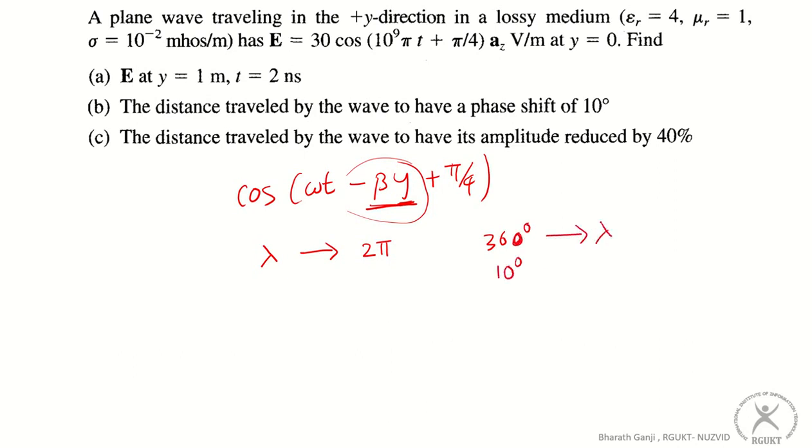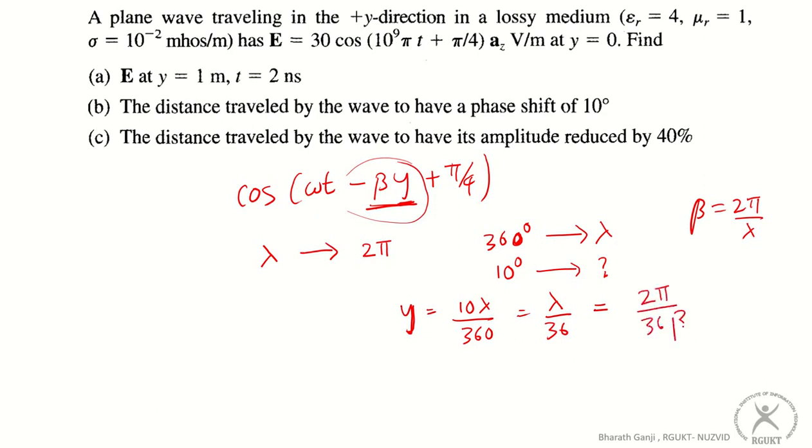But if you want a 10 degrees phase shift, the distance you need to travel is simply y equal to 10 into lambda divided by 360, that is lambda by 36. But lambda is nothing but, because beta is written as 2 pi divided by lambda, I can write lambda as 2 pi divided by beta. So we have the value for beta. If you substitute the value for beta, you get this distance y as something like 8.325 mm.